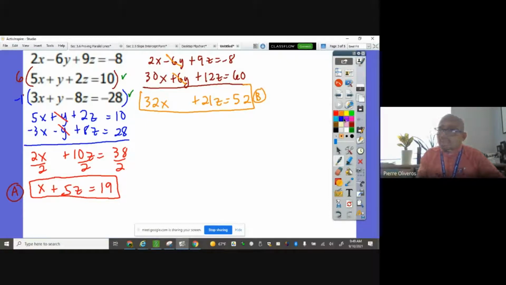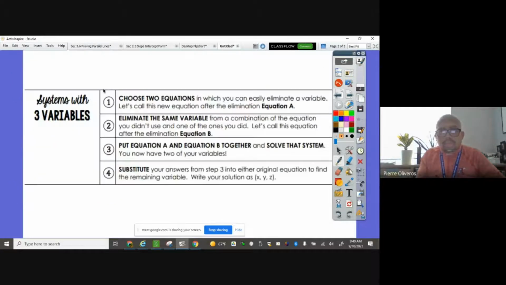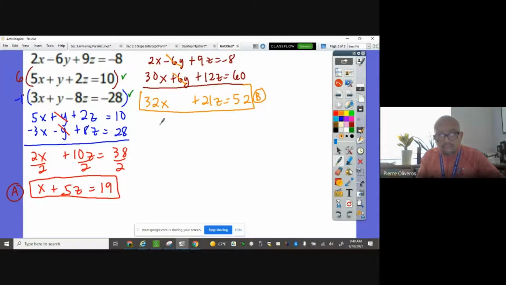Now, from the step that I've given you, we already have chosen the two equations. We eliminate the same variable. Now, let's go to step 3. Put the equations A and B together and solve that system. So I'm going to use 32x plus 21z equals 52 as my B, and A is x plus 5z.